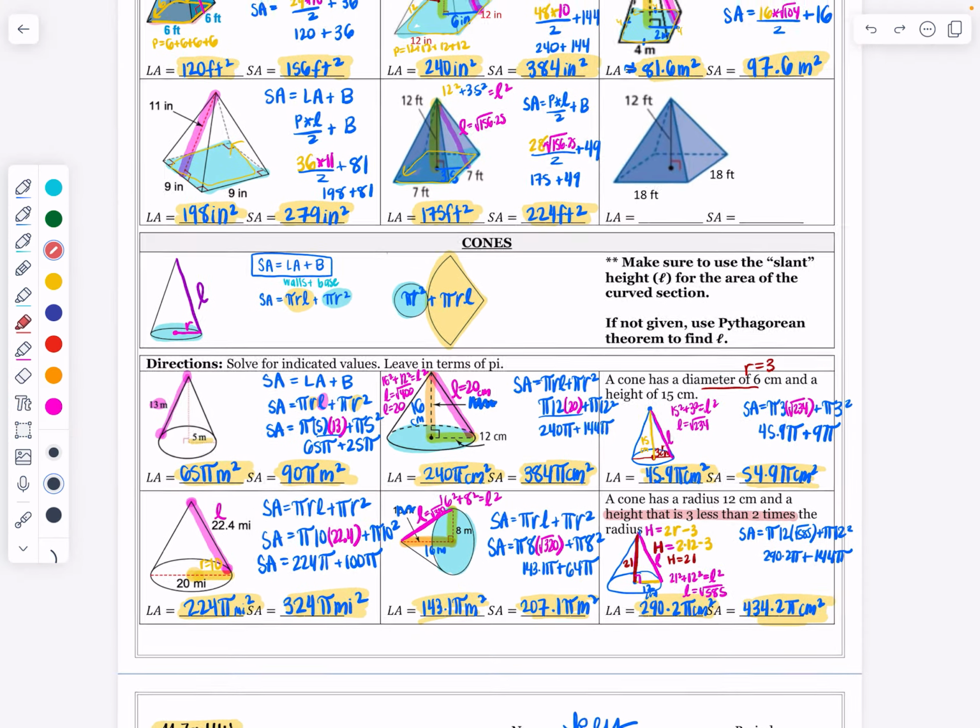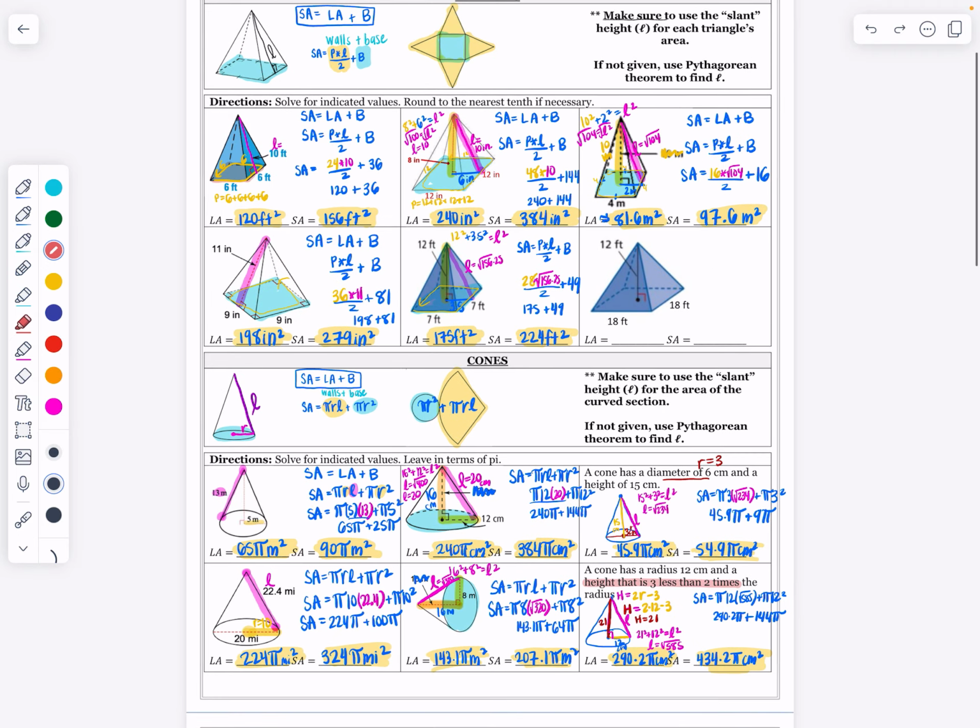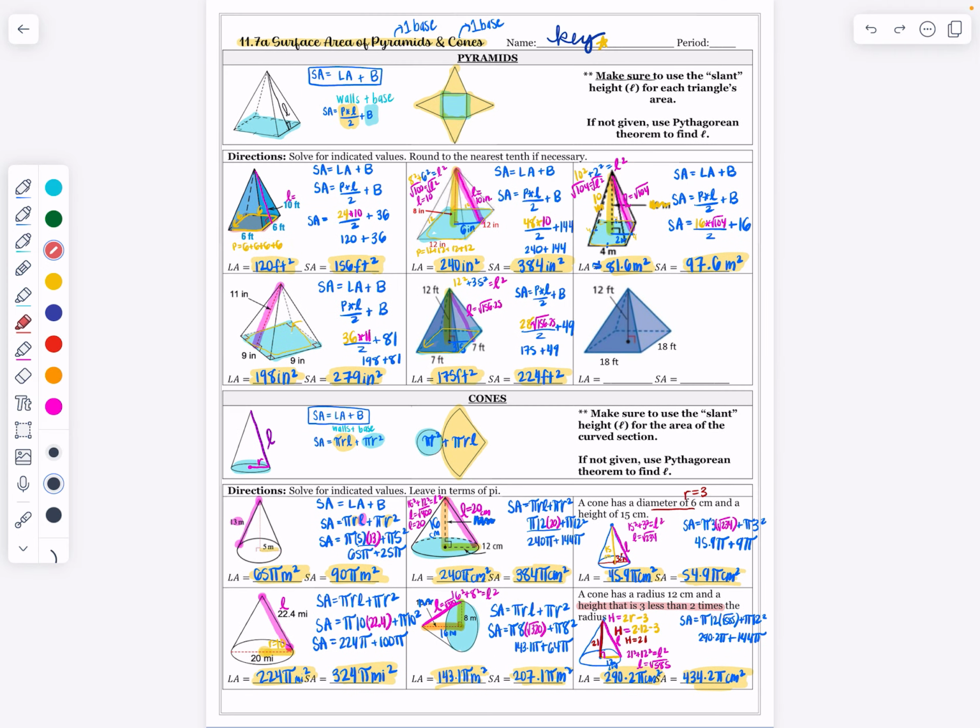So your practice problems are on the back, and we will check those in class tomorrow. This is the surface area of pyramids and cones.